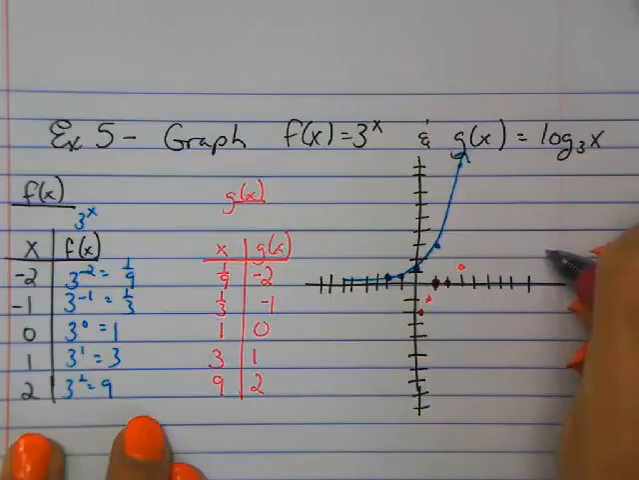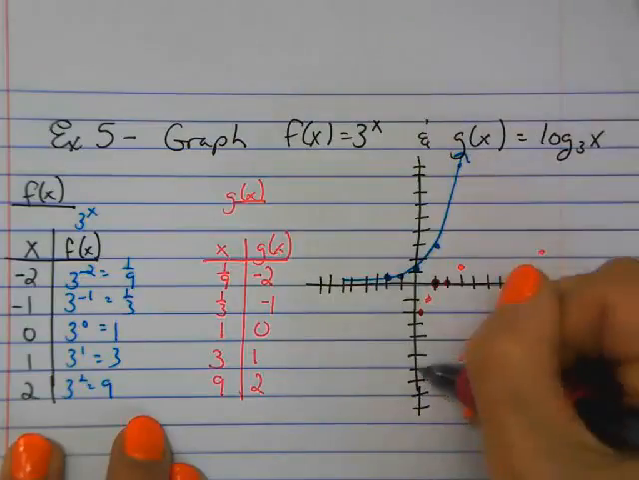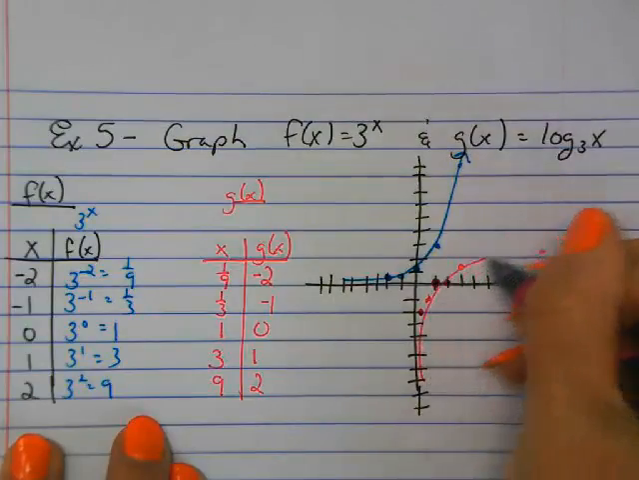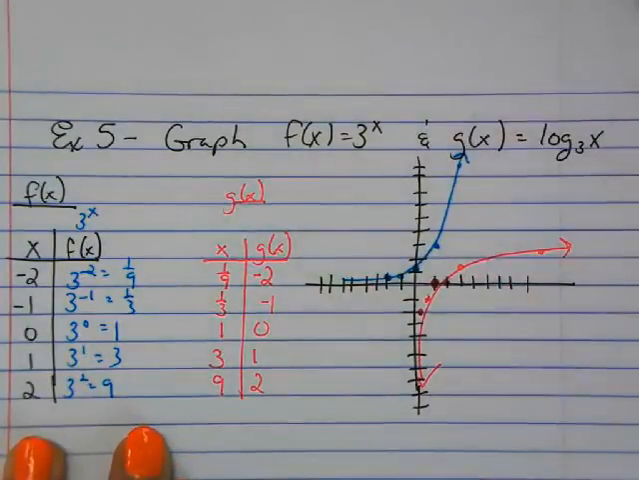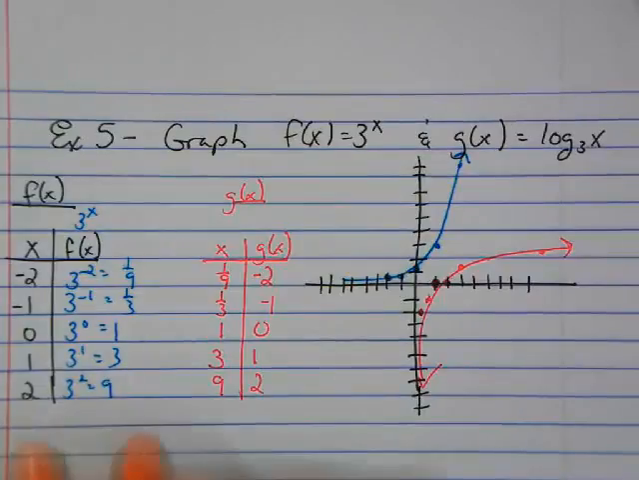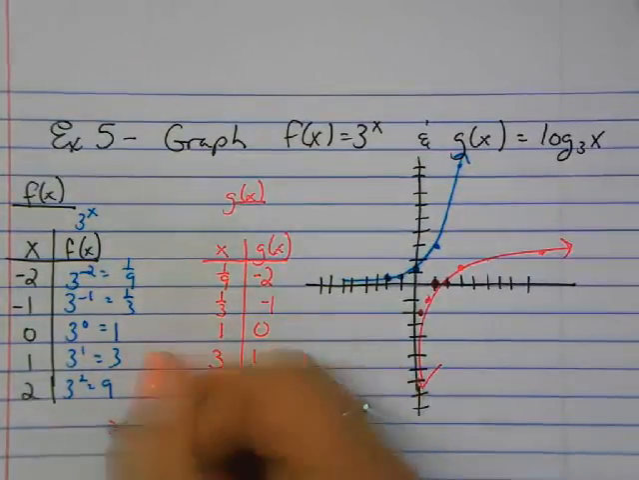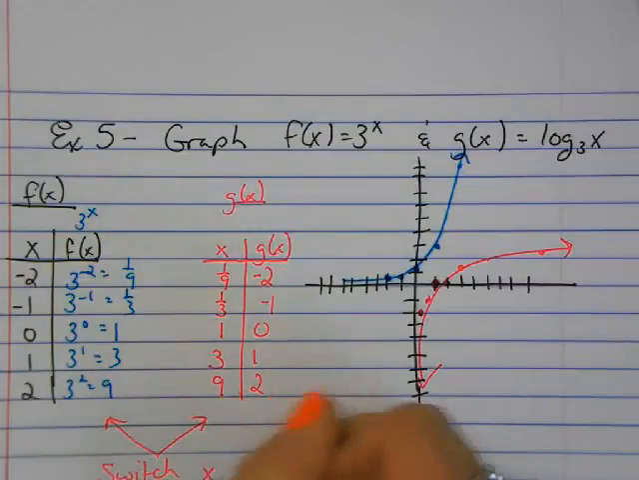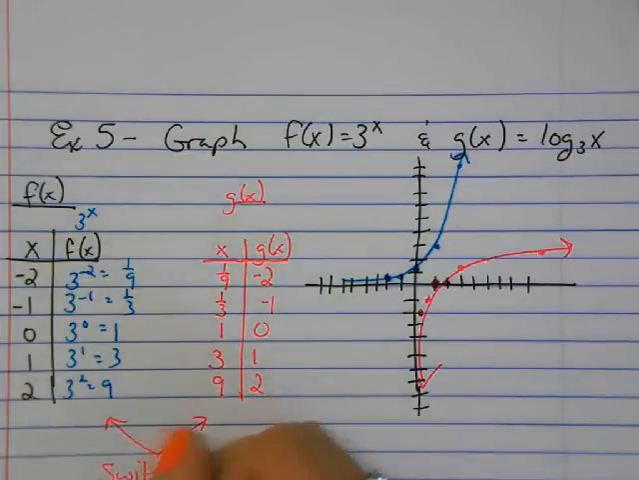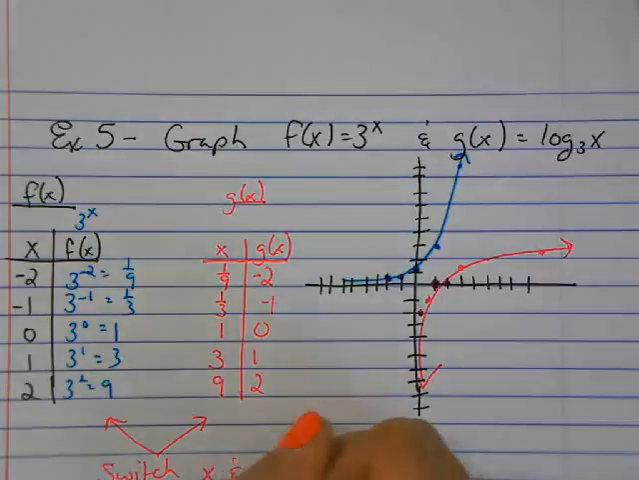So that's what a logarithmic curve would look like. Okay? I'm going to write you a note if you missed that. You switch x and y since they are inverse functions. Except you can't see what I just wrote. There you go.